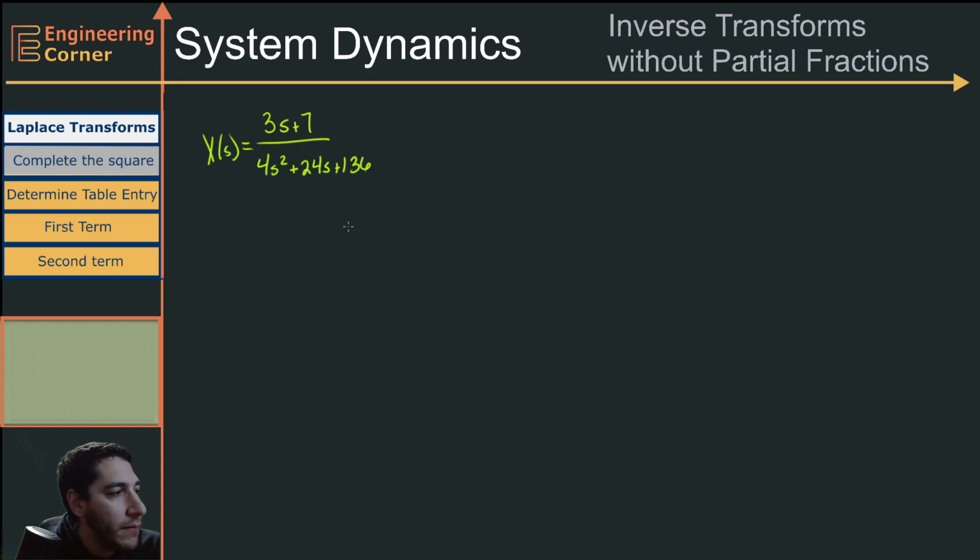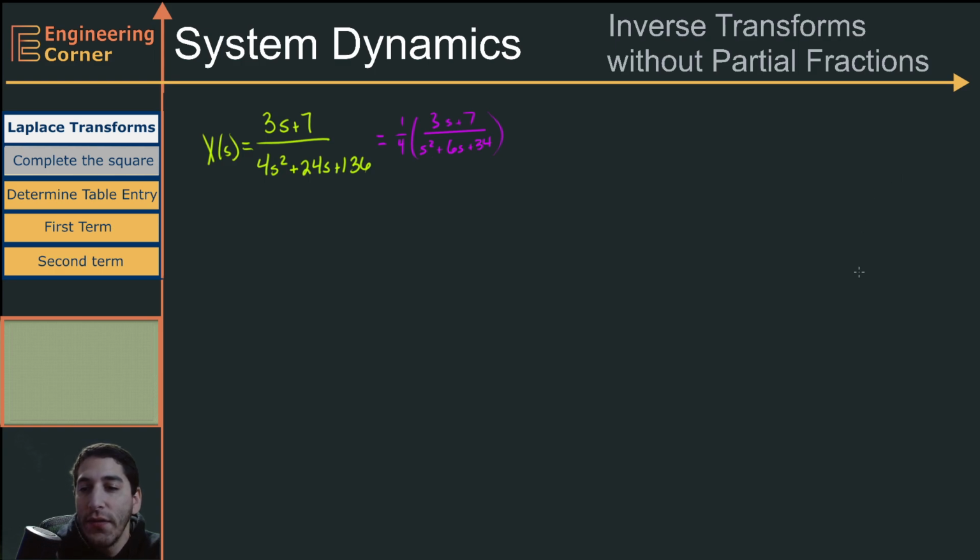So right away, the first thing I see is I'm going to have to manipulate this denominator. The first thing I'm going to do is take out a 4. So 1/4 times 3s plus 7 divided by s squared plus 6s plus 34. Now, I'm still going to have to work with the denominator. None of my tables are going to have this particular form. I need to figure out if I have real roots or imaginary roots.